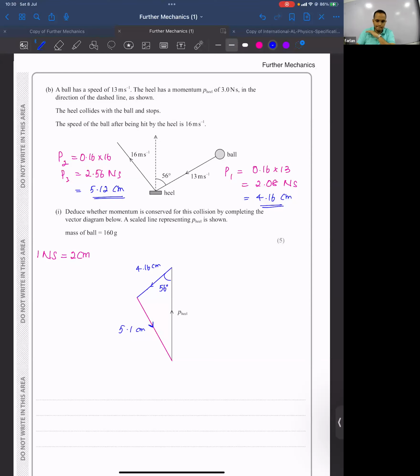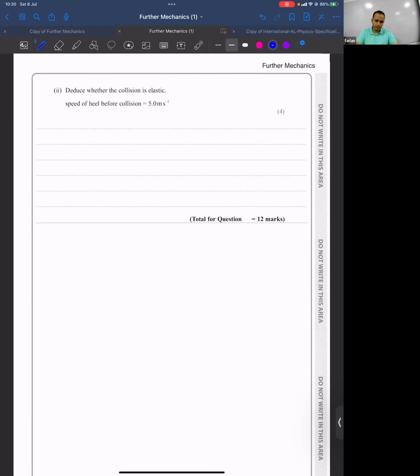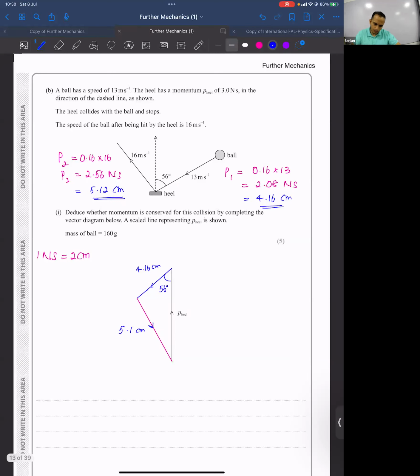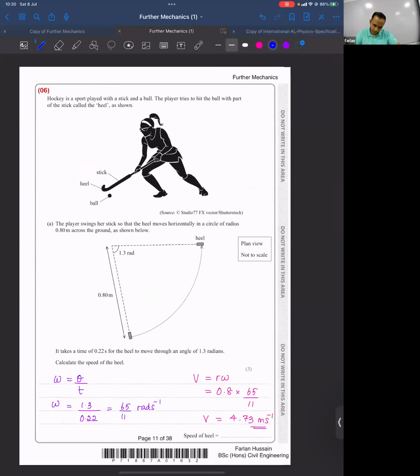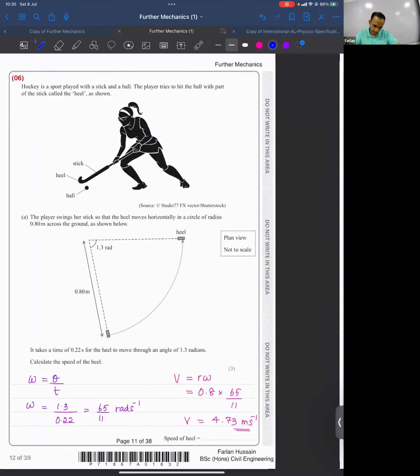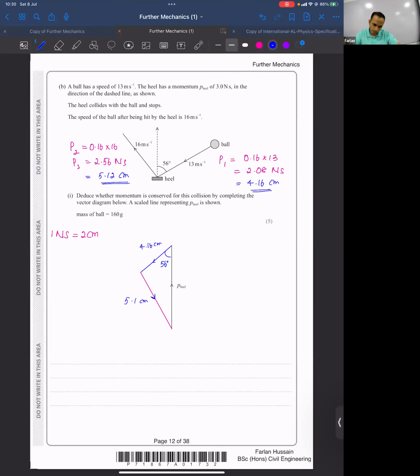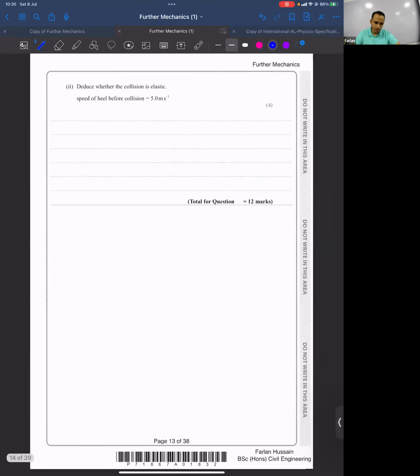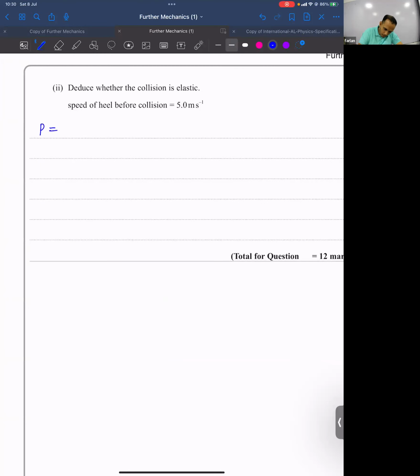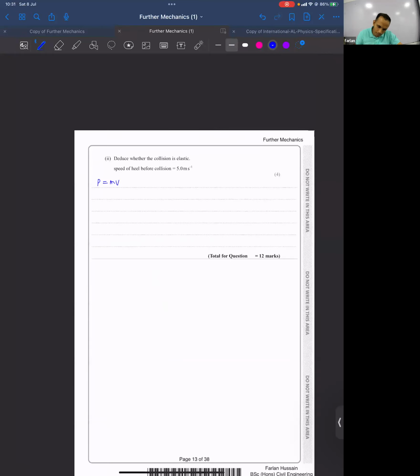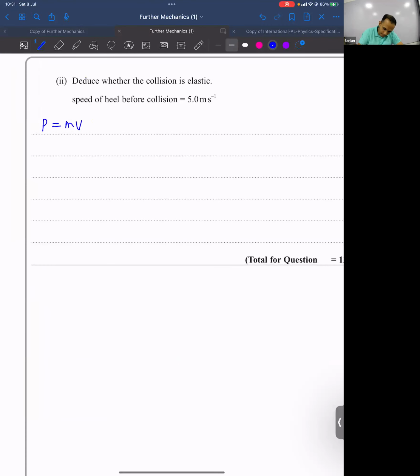Right. And the last part, deduce whether the collision is elastic. The speed of the heel before the collision is given as 5 meters per second. So what is the mass of the heel? Do we know the mass of the heel? No, we have to find it. We know the momentum of the heel, by using p equals mv. Momentum of the heel is 3, mass into the velocity is 5. So the mass of the heel is 0.6 kilograms. Correct?